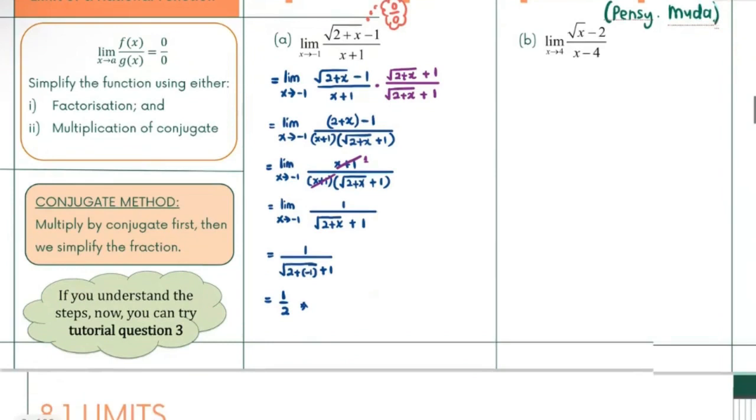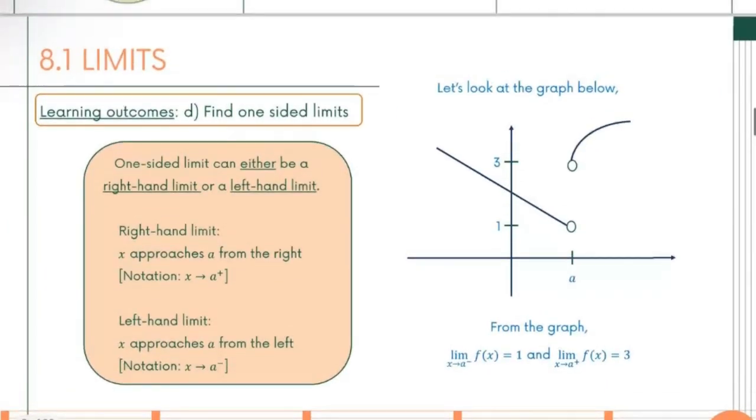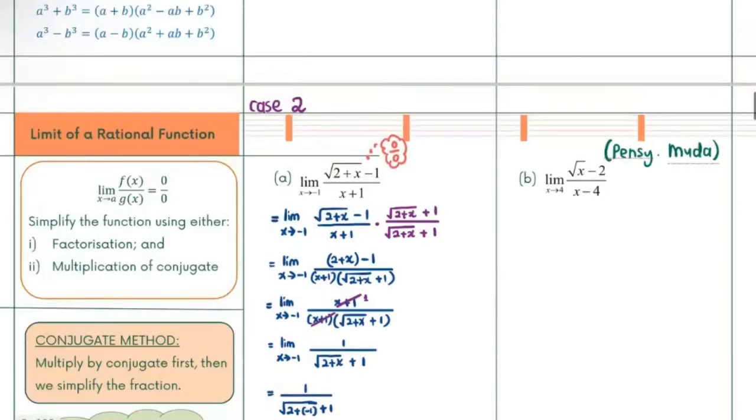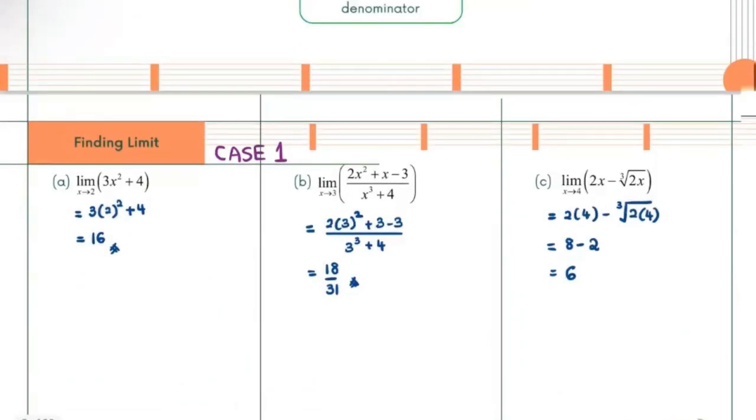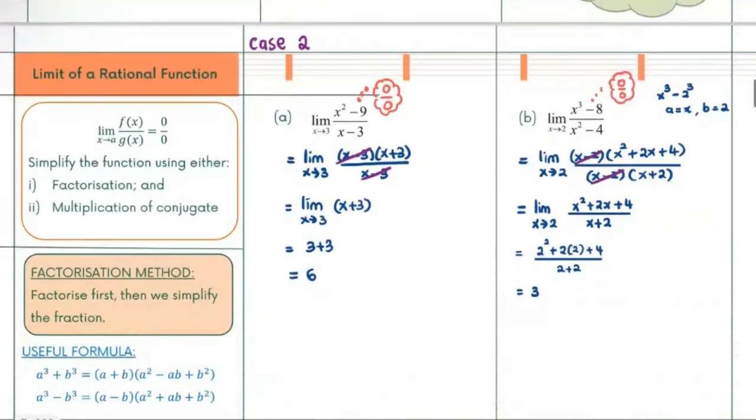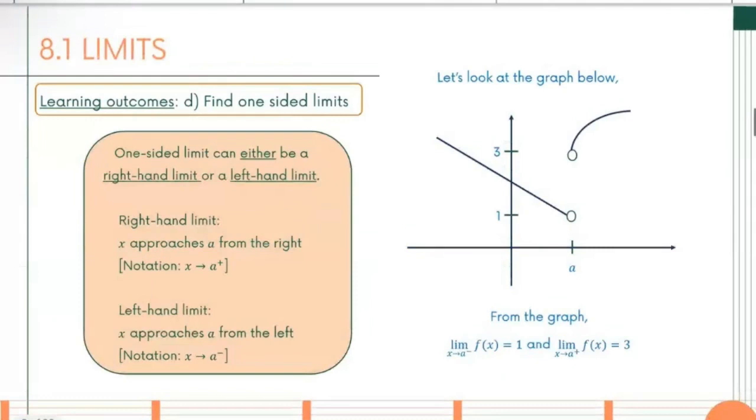Alright, now kita pergi kepada one-sided limit. Chop. Ya betul, kejap. Kita sekarang dekat chapter 8. Oh, okay. Ini sebenarnya adalah limits of a rational function ni. Ini sebenarnya kita dah cover learning outcome yang C tau, which is bila kita jumpa 0 over 0. Okay, so ini kita dah cover. So betul lah kita berada di learning outcome yang keempat, which is find one-sided limit.